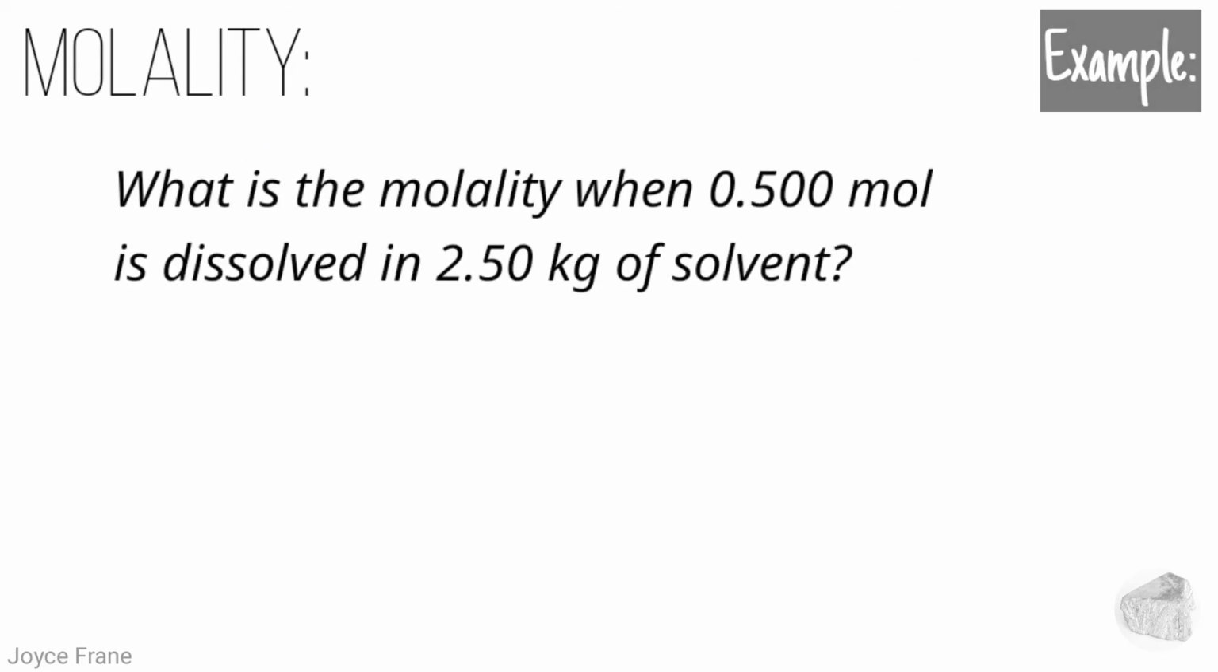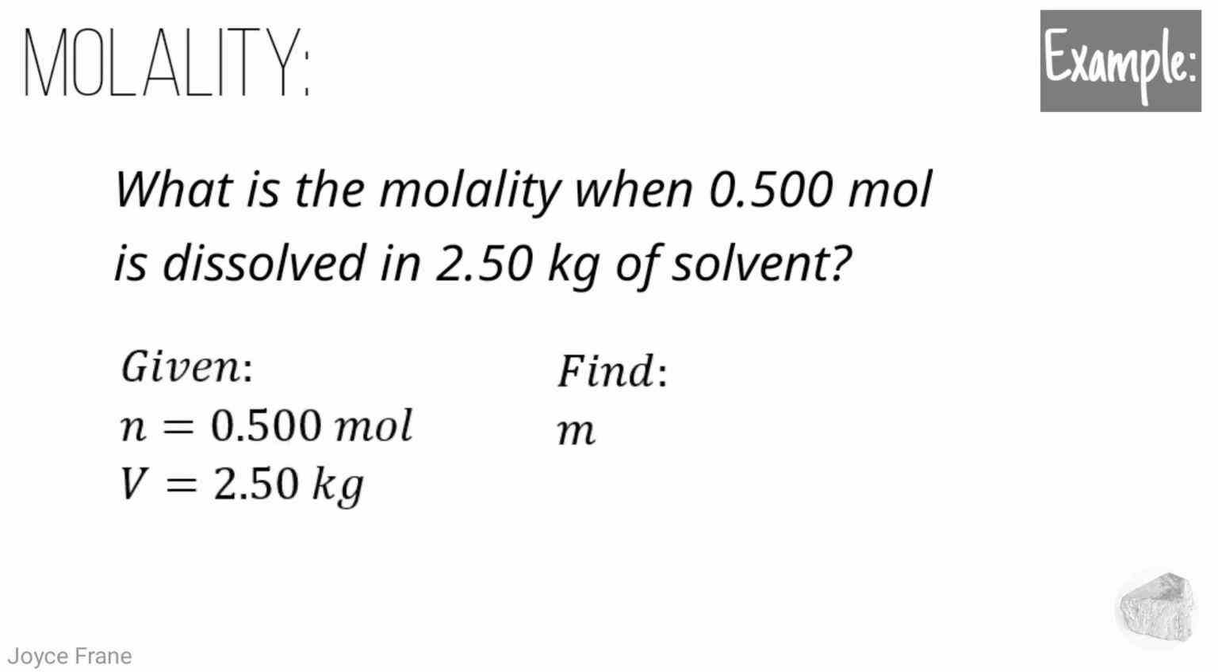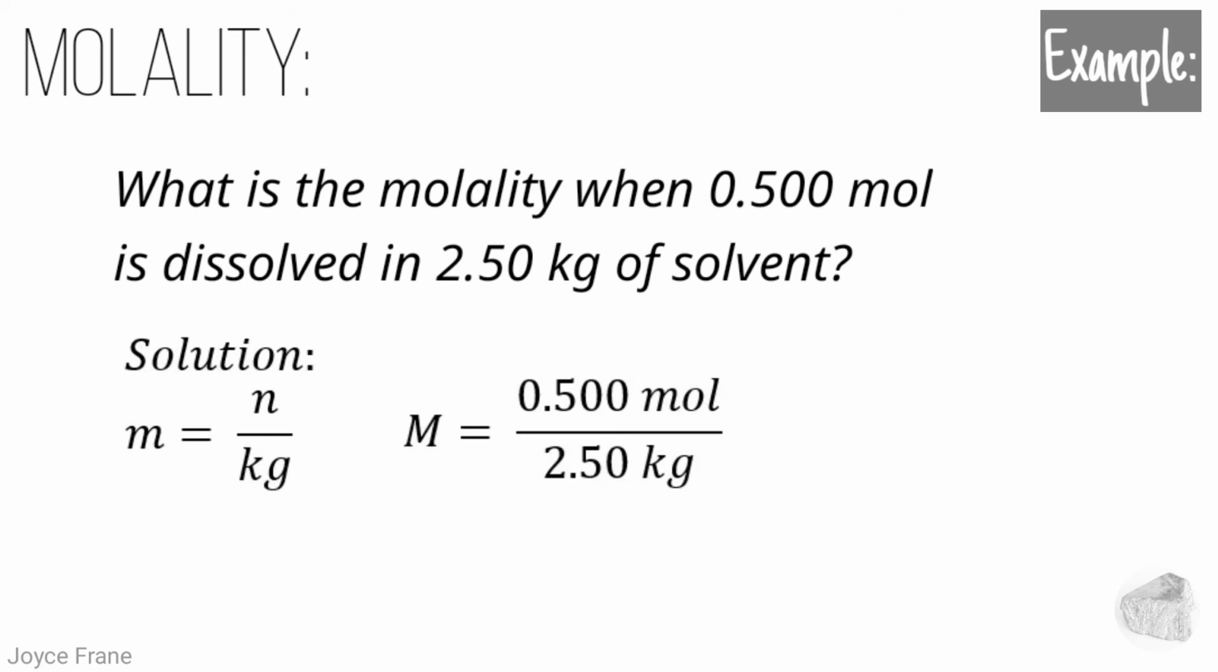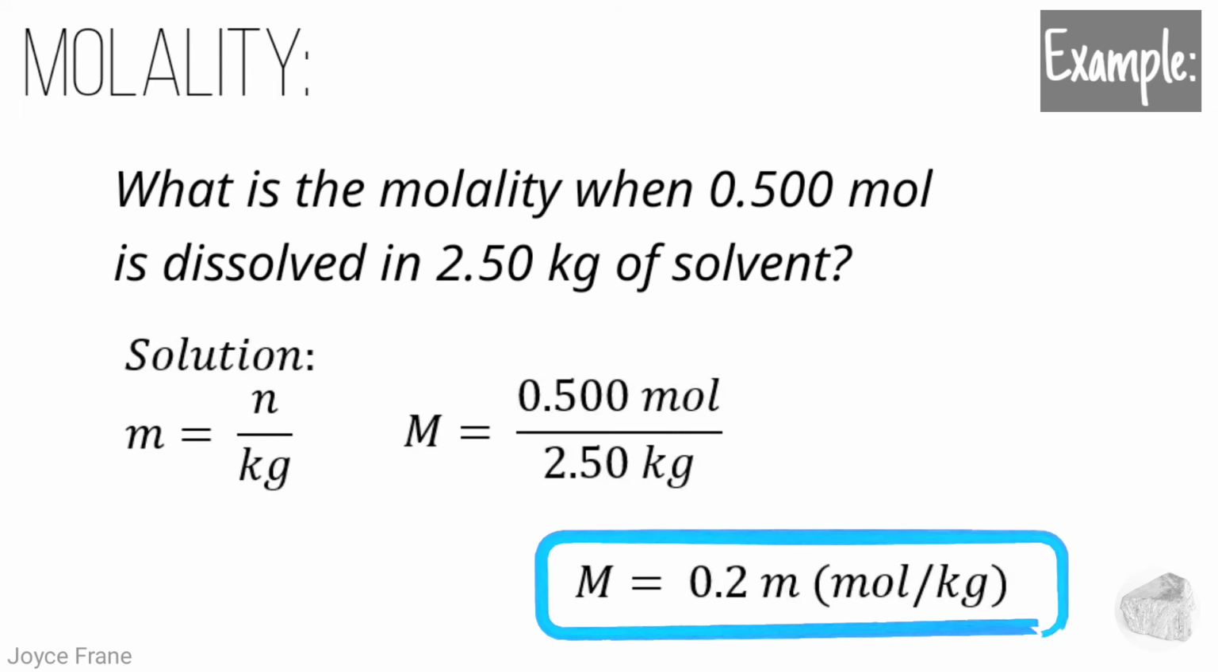What is the molality when 0.500 mole is dissolved in 2.50 kilograms of solvent? Our givens are 0.500 moles of the solute and 2.50 kilograms of solvent. Using our formula, molality is equal to moles of solute divided by mass of solvent in kilograms. As we substitute these values, 0.500 moles all over 2.50 kilograms is 0.2 moles per kilogram, which will be the molality of the solution.